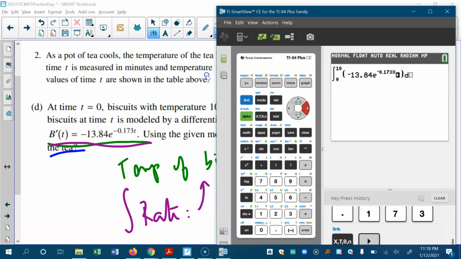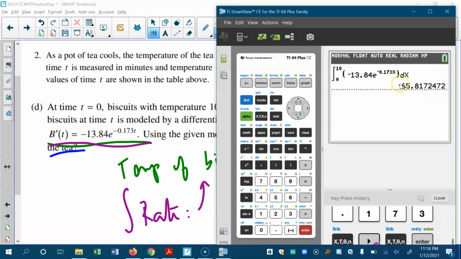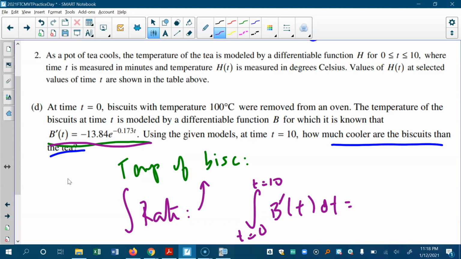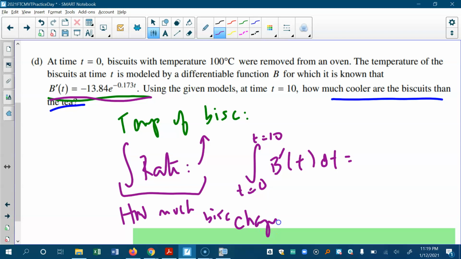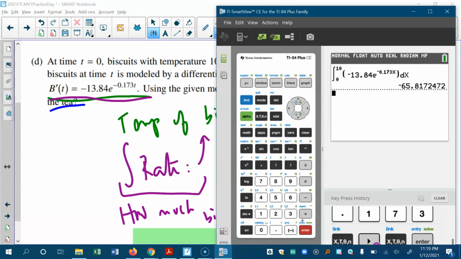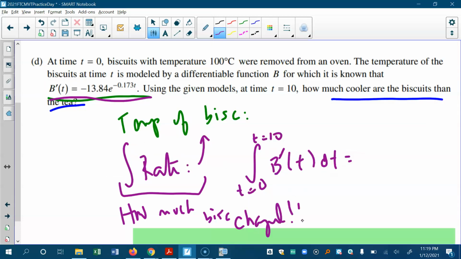Now, you might be saying, wait a second, Mr. Lakin, that can't just be all of it. You're 100% right, that's not all of it, if you thought that. This is going to get how much the biscuit actually changed. This does not get us the actual temperature, and that's a very important idea. So when we integrate a rate, when we're finding that area of the rate, that only gets us how much the temperature changed of the biscuit. But we need a starting value. Okay, so this value was, and we'll use 3 decimal places, negative 65.817.